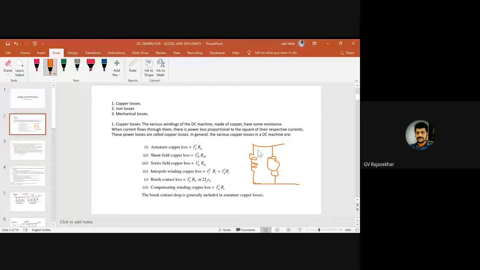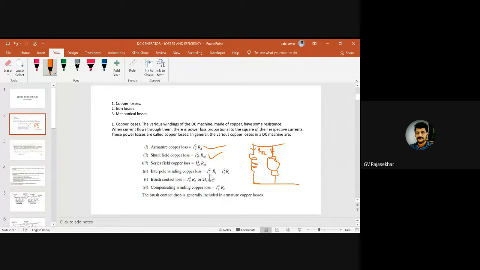Like that, there are so many resistances, and each will contribute copper loss. Ia square Ra is the loss in the armature circuit. Ish square Rsh is the loss contributed by Rsh, the shunt field resistance. Next is the series field copper loss. If a series winding is there, as in a compound machine, then we will have series field copper loss.